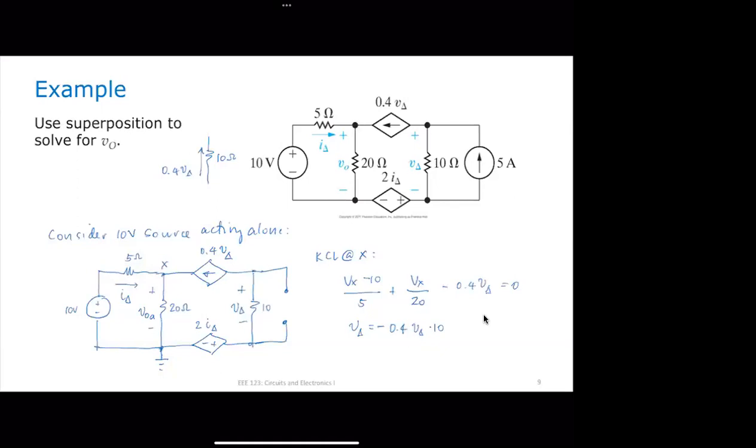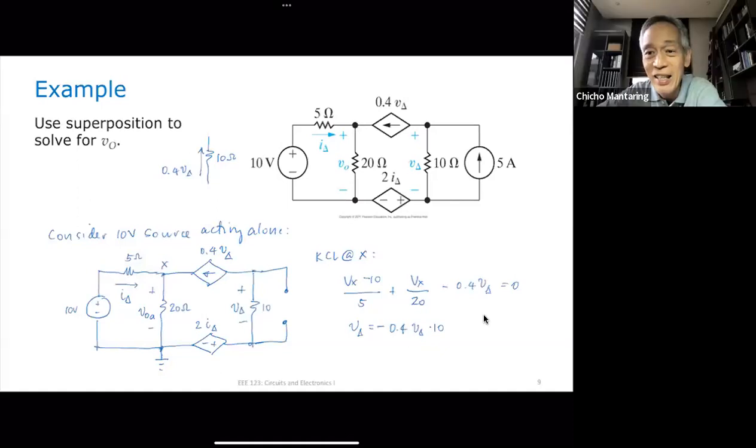-4? Or no, positive? 4. Yes, V delta, sir. Negative 4 V delta. Somebody else? What is the value of V delta from this equation?